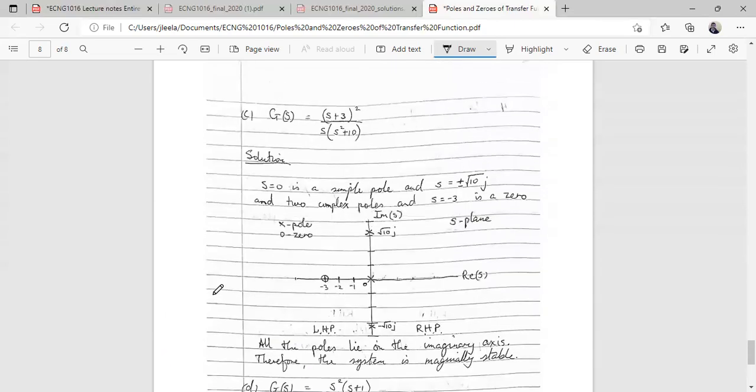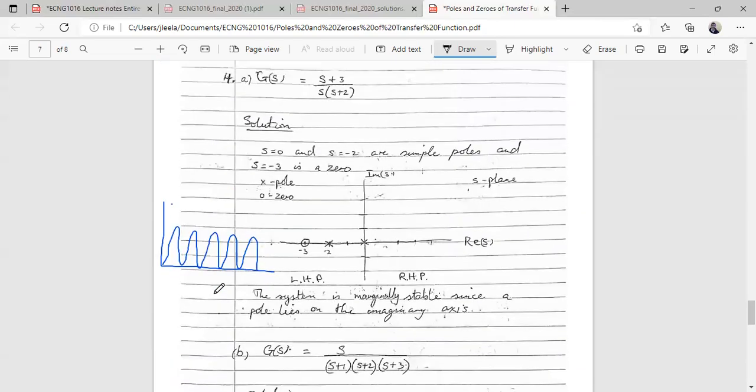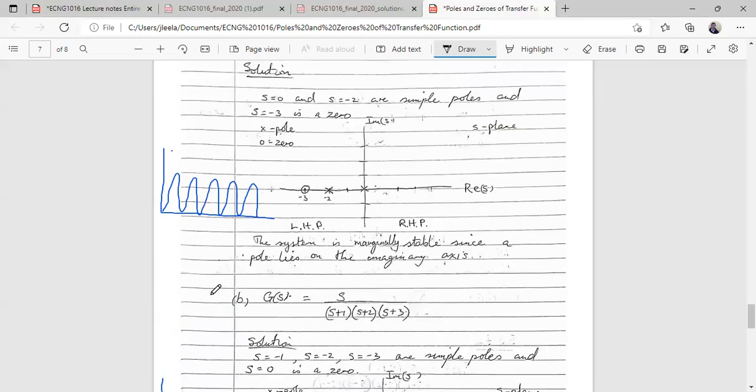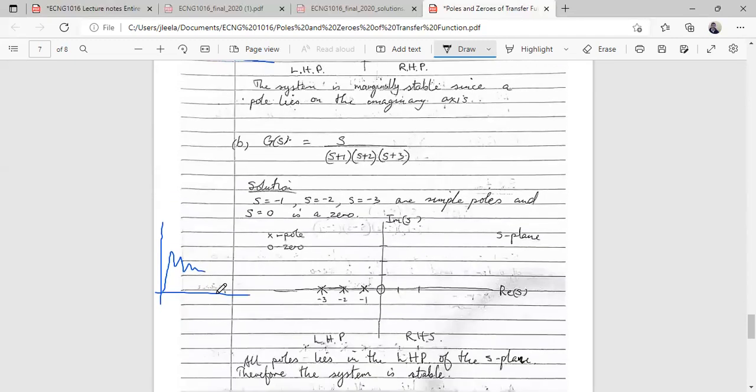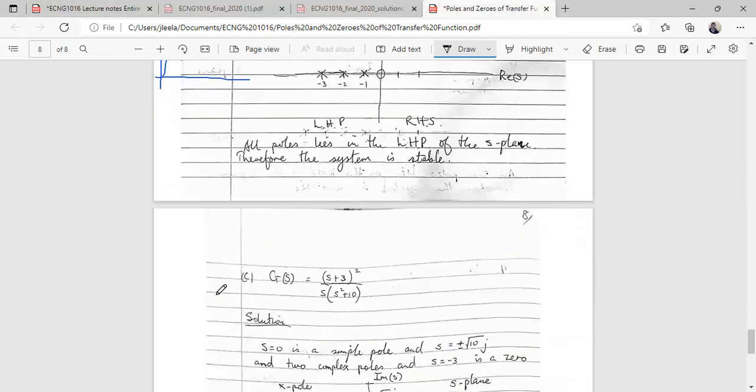Right? So these are the 3 instances here describing a system. Right? Stable, unstable, marginally stable. Remember, the only time the limit of the function will exist is when you have stability. And that is when all the poles lie in the left-hand plane.